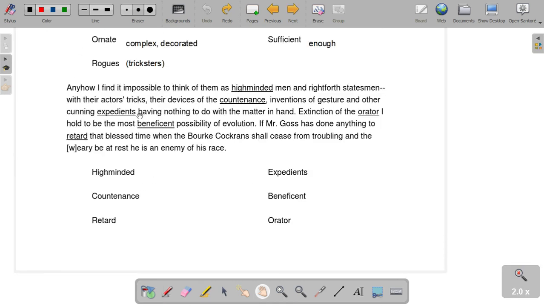And again, don't look them up in a dictionary because it's not necessarily correct. I want you to look at what they mean in the context of the passage.